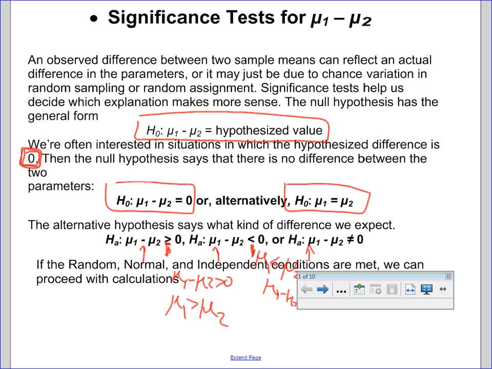But what you would see is that these make a lot more sense if you do them. This is generally how you write it, because this makes more sense when we create the test statistic. But if you think about it this way, it becomes a lot easier to figure out the direction. As always, you're going to have to check the conditions: random, normal, and independent.